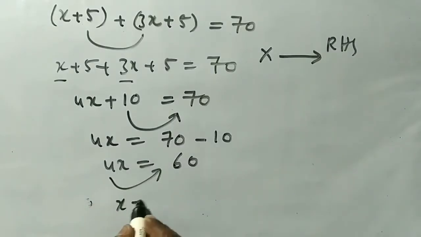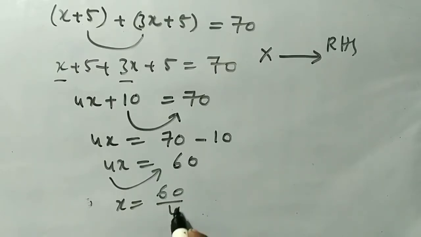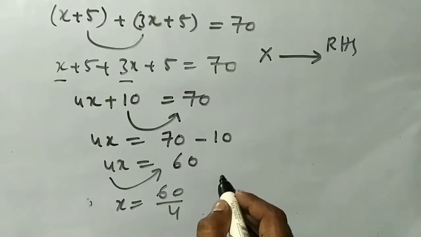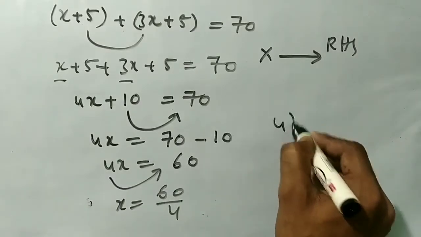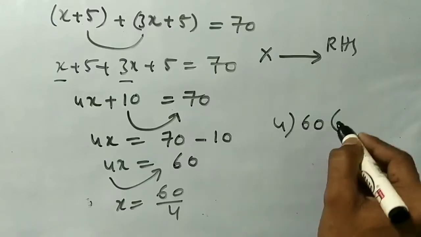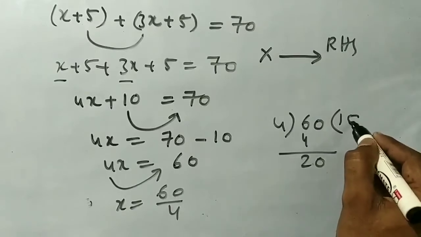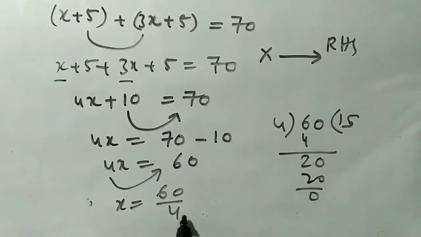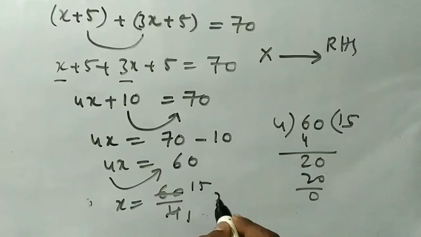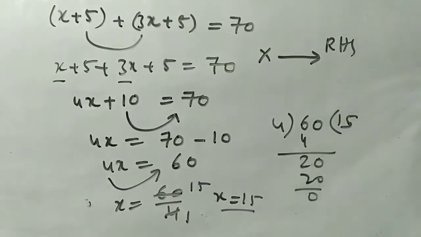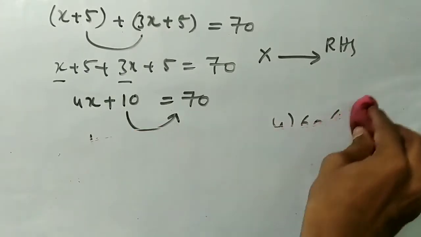So x is equal to 60 by 4. Here we have to do the division. We know 4 tens are 40. We can do the division also: 4 into 60. 4 ones are 4, and 2 is remaining, 20. So 4 fives are 20. So x is equal to 15 we got. So what is x here? 15. So we got x is equal to 15. And we have to substitute it in the first equation to get Ramu's age.